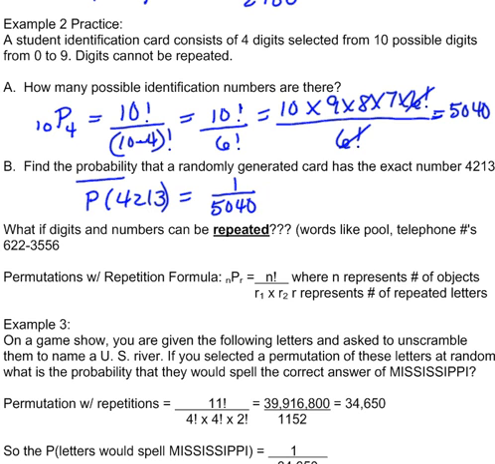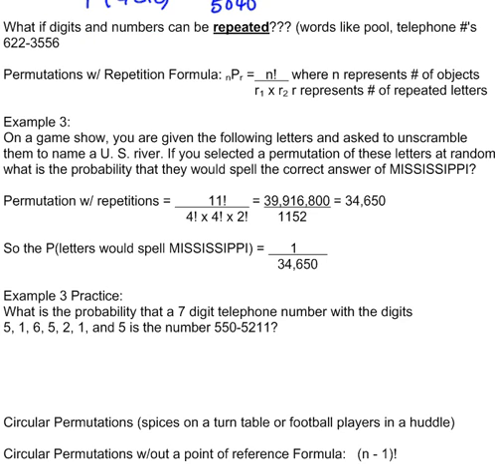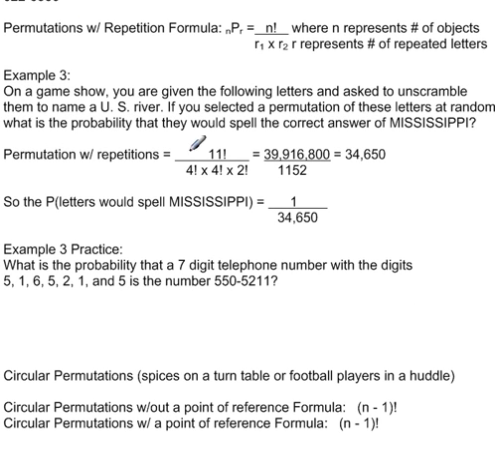Okay, so your next question probably is, well, Ms. Wright, what if it repeats? Like the word pool repeats the O's. And what about telephone numbers like 622-3556, which repeats 6's and 2's and 5's? Okay, so we have permutations. We have a formula for permutations that repeat. All right, so let's try example 3 using that permutation formula.